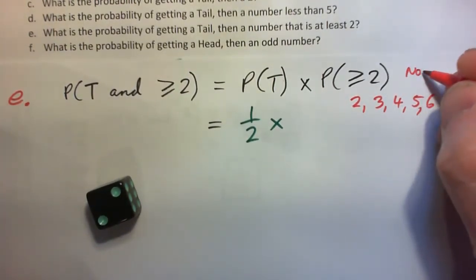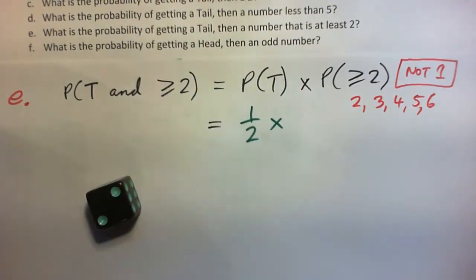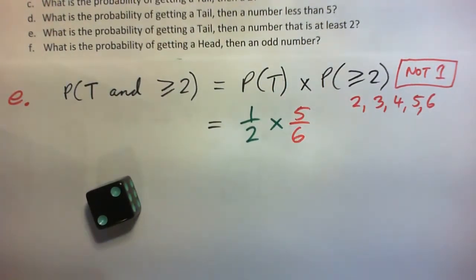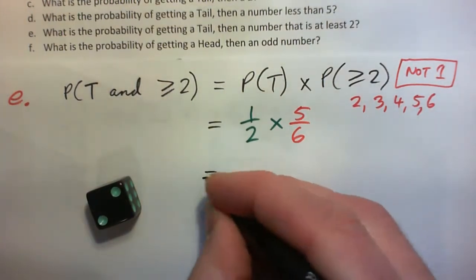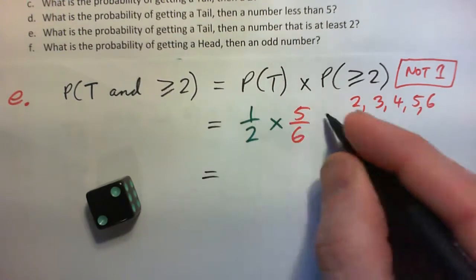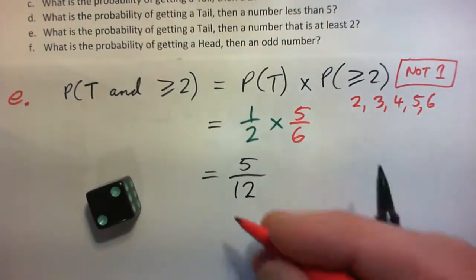But not 1. That's the trick. We can't have 1 in this. So it has to be at least 2. In other words, everything but 1. So we have 5 options out of 6 for our die. Now we multiply those probabilities. We get 1 times 5 is 5, and 2 times 6 is 12. 5/12 is the answer to part E.